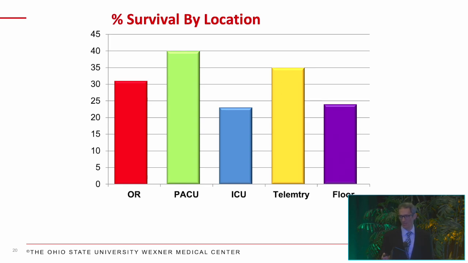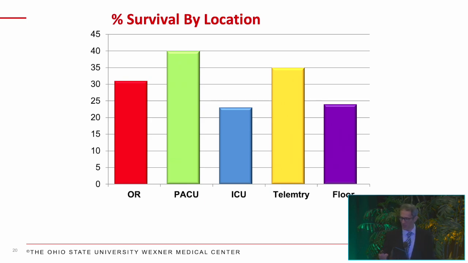Number 2 is the OR. Typically the cause of cardiac arrest there is bleeding or something else going on with the surgery. And the worst outcomes out of those 3 is the ICU, because ICU doctors do not know how to manage patients. I'm just kidding. But these are truly sick people, and the chance of there being something reversible that we can do is not very good.